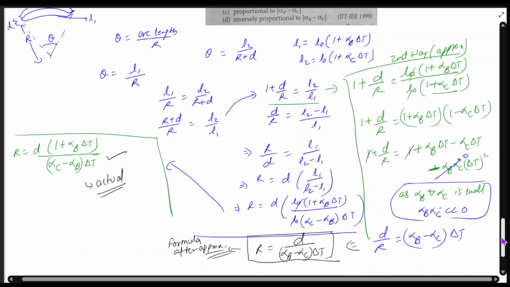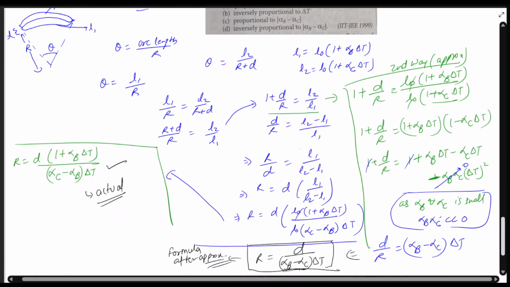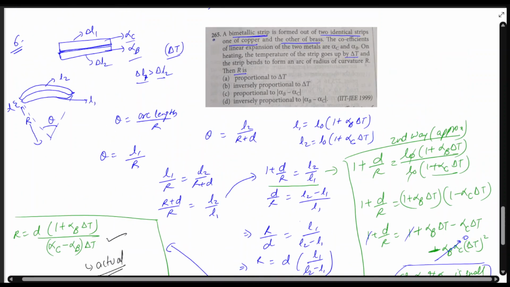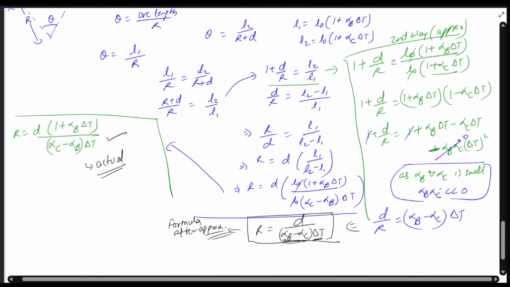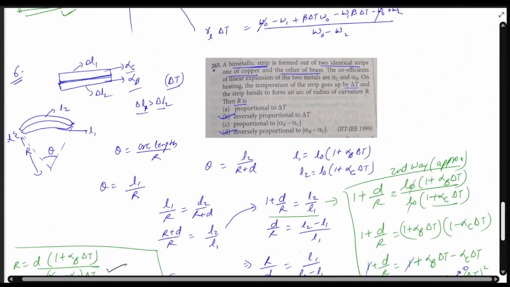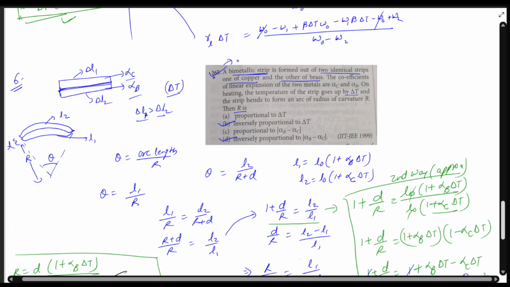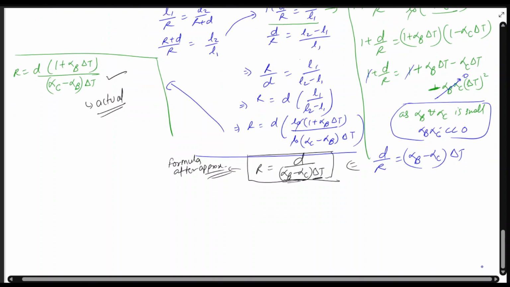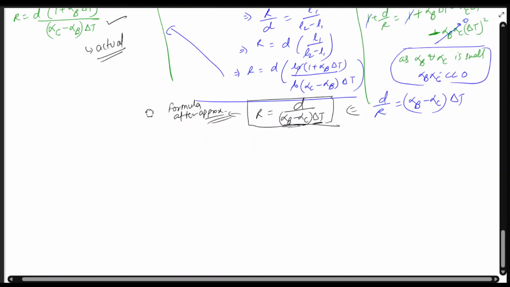So we'll simply get r is inversely proportional to alpha b minus alpha c, and inversely proportional to delta t, and inversely proportional to delta c, and inversely proportional to the mod. Why are they taking the mod? Because we don't know whether alpha b is more or alpha c is more, so they have just taken the mod. Okay, perfect. So this is again a moderate question, right? Let's move on to the next question, shall we?